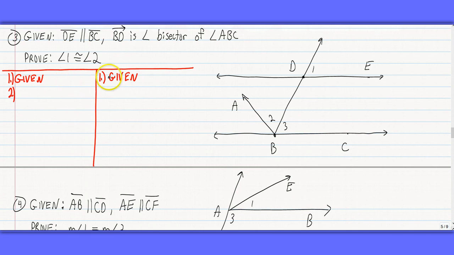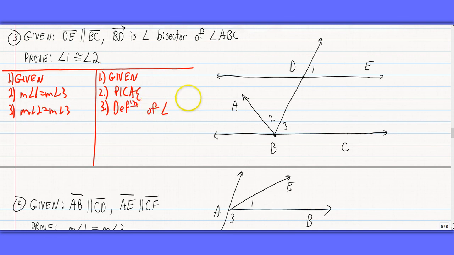In this next proof, step 1, reason 1 are both given. And then using the given, since DE is parallel to BC, we have this transversal ray BD. Then we could say that the measure of angle 1 is equal to the measure of angle 3, since parallel implies that corresponding angles are equal. From the other part of the given, we can then say that measure of angle 2 is equal to the measure of angle 3, and that's because of the definition of angle bisector.